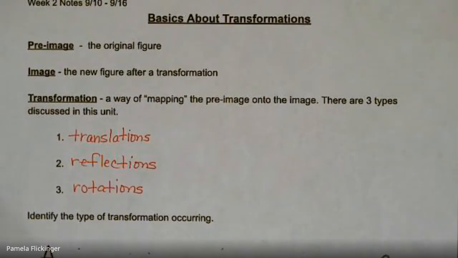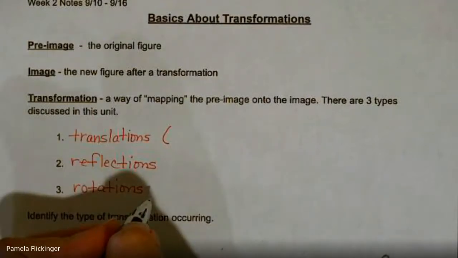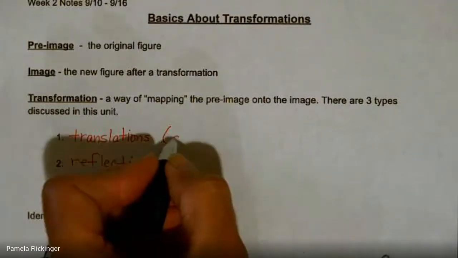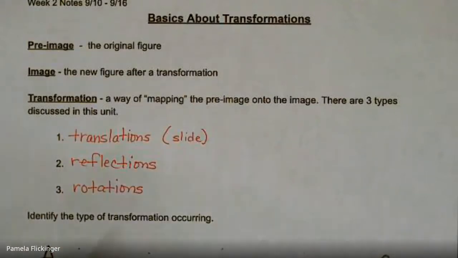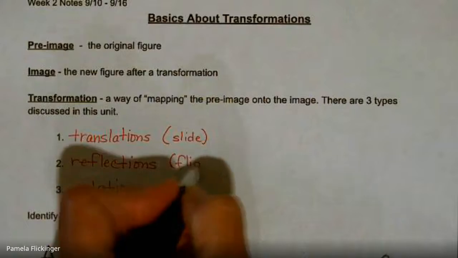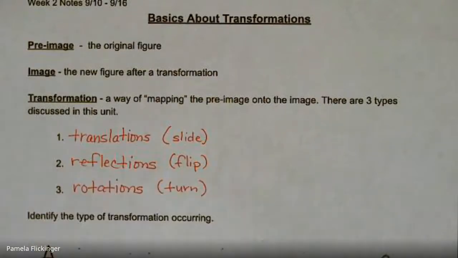And just to review, if you talked about this or remember talking about it in elementary and middle school, a translation is a transformation that looks like a slide. Reflections look like a flip, and rotations are a turn. But we don't use those words, all right, but just so you have a visual of what they're going to look like. You need to use the proper vocabulary: translations, reflections, rotations.